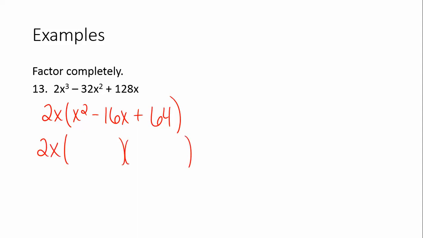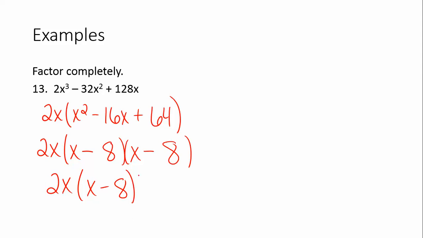You can factor using the guess and check method. I have x's up front. Both signs are subtraction. 64 is a perfect square. It is 8 times 8. And if you want, you could rewrite this as 2x times x minus 8 quantity squared. Either answer is acceptable, the second or the third line.